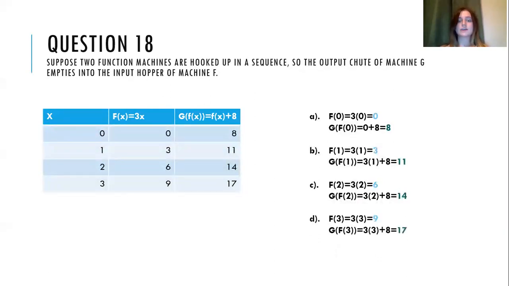And then for part D, we input 3 into our function. So we would do 3 times 3 equals 9. And then we input 3 into our g of f function, 3 times 3 plus 8 equals 17.